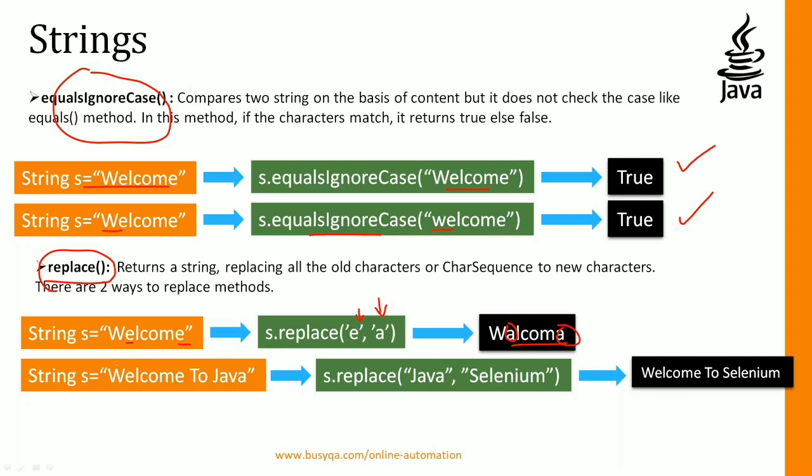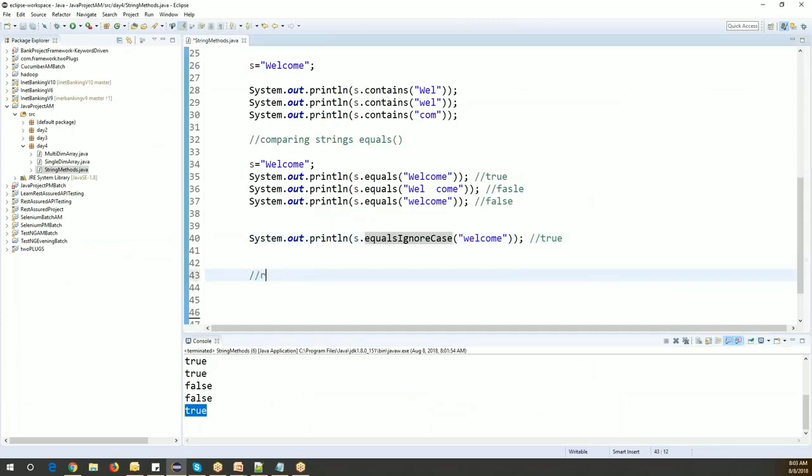And we can also replace a sequence of characters. So for example, here is one more string I have, welcome to Java. In this I want to replace the complete word Java with Selenium. So what I can write is s.replace, put whatever string you are going to replace, and comma, the new string, and then it will replace Java with Selenium, and the final string will be welcome to Selenium. So replace is a method which is used in two different ways: one is replacing characters and the other is replacing a sequence of characters in the same string. That's the replace method.